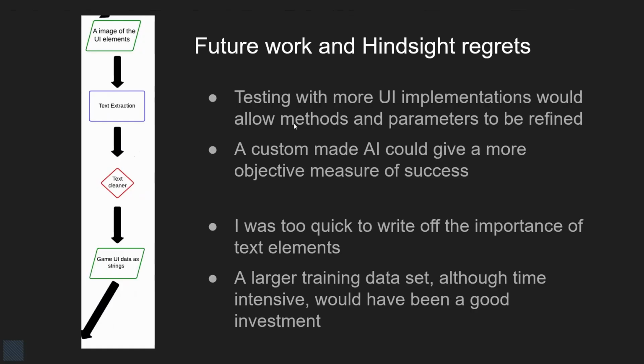So, for future work, I would like to test this across more UI implementations of Tetris to refine the parameters and methods used. I'd also like to test it with a custom-built AI. I also would like to bring back the dropped idea of using these text elements, as though they may not be important for the AI, they do let us determine where elements of the UI are when finding their bounding box, so knowing these things would be helpful.